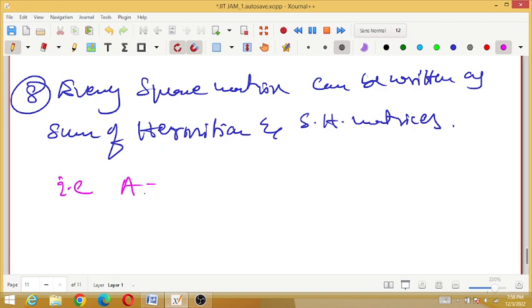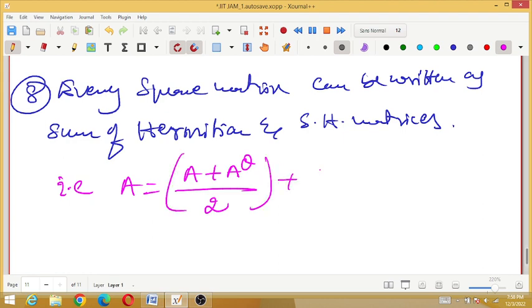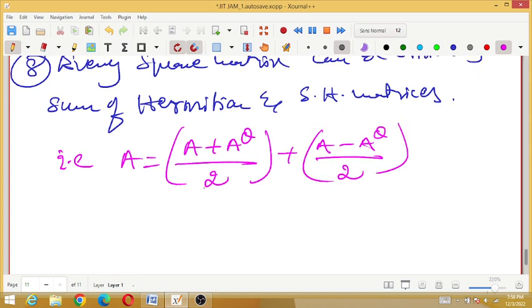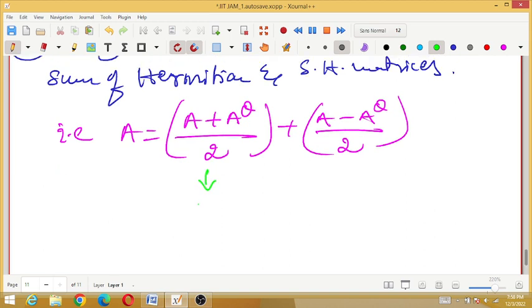That is, A is equal to (A plus A^θ)/2 plus (A minus A^θ)/2. Okay, this is a Hermitian matrix. (A plus A^θ)/2 is nothing but Hermitian matrix, and (A minus A^θ)/2 is nothing but skew Hermitian matrix. So that's why every square matrix can be expressed as the sum of Hermitian and skew Hermitian matrix.